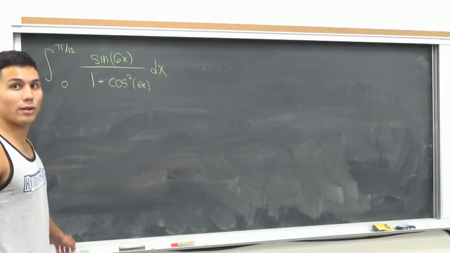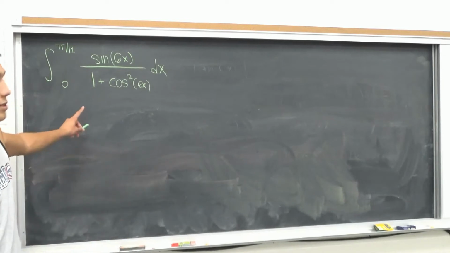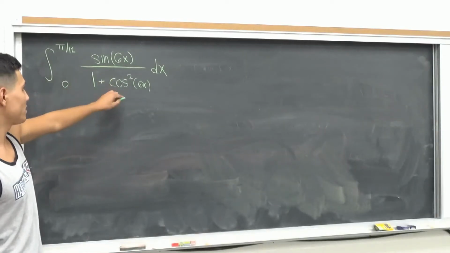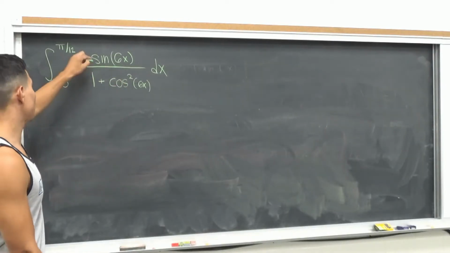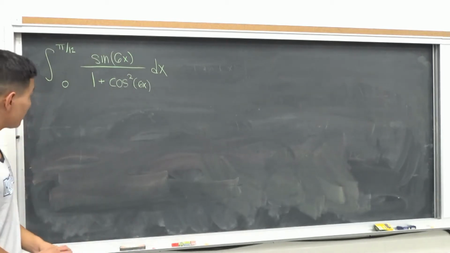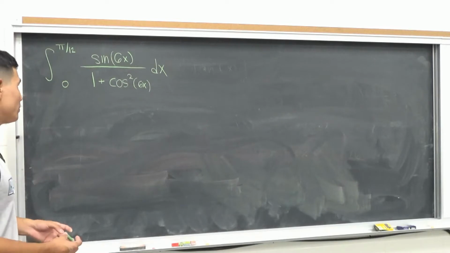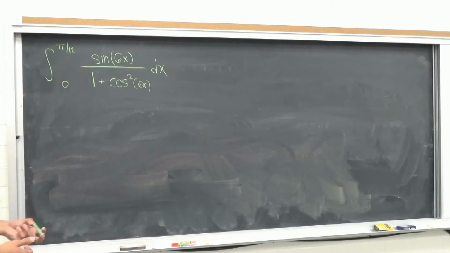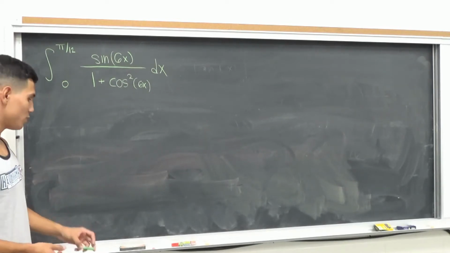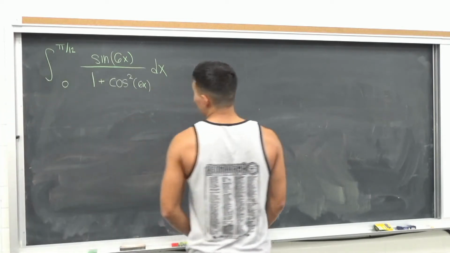Okay, so you got this integral over here, as you guys can see, sine 6x over 1 plus cosine squared 6x, from 0 to pi over 12. And you don't know what to do off the bat. So what I'll tell you to do is, you can see that you're going to have to do a substitution here. Now, what do you substitute?